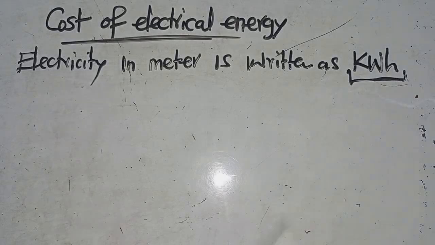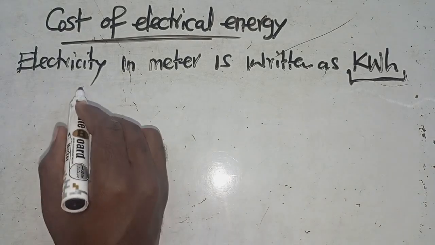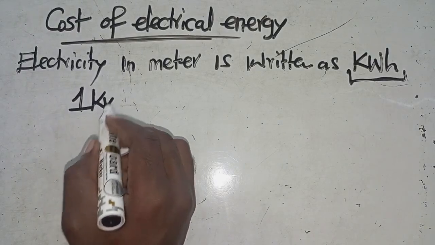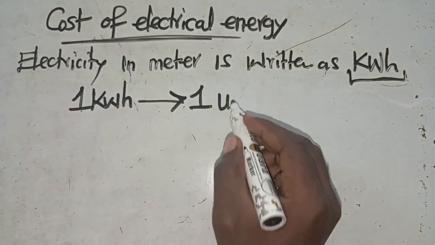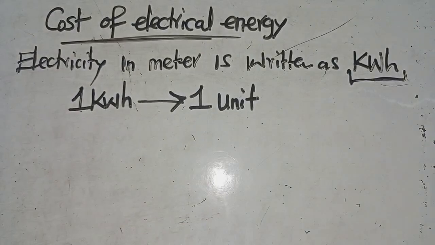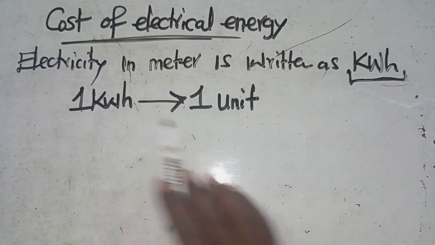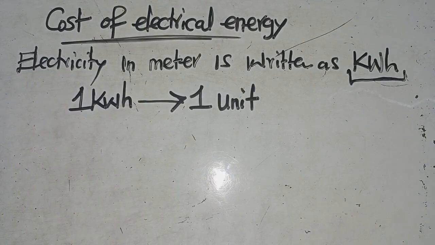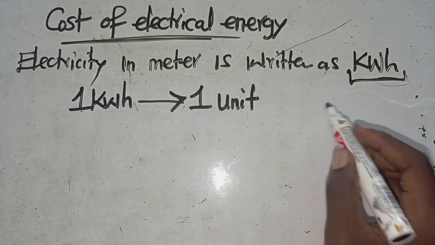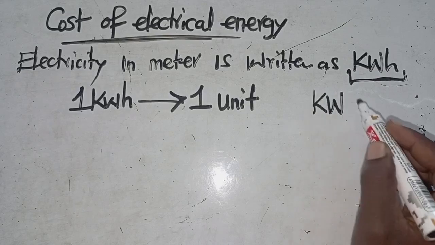So by using this unit, the cost of electric energy can be calculated as 1 kilowatt hour. 1 kilowatt hour is equivalent to 1 unit. So 1 kilowatt hour is just the same as 1 unit. So 2 kilowatt hours means 2 units. The units they've given us are 500 units, so that is 500 kilowatt hours. It is coming from the word kilowatt hour.